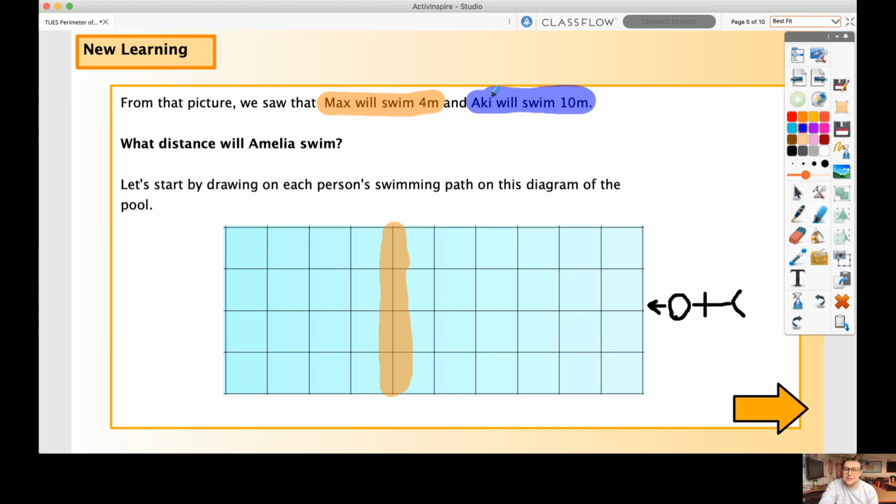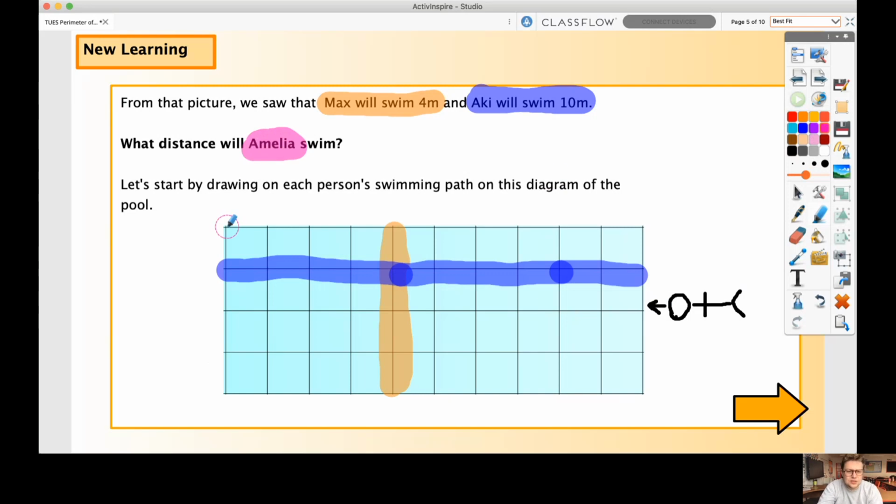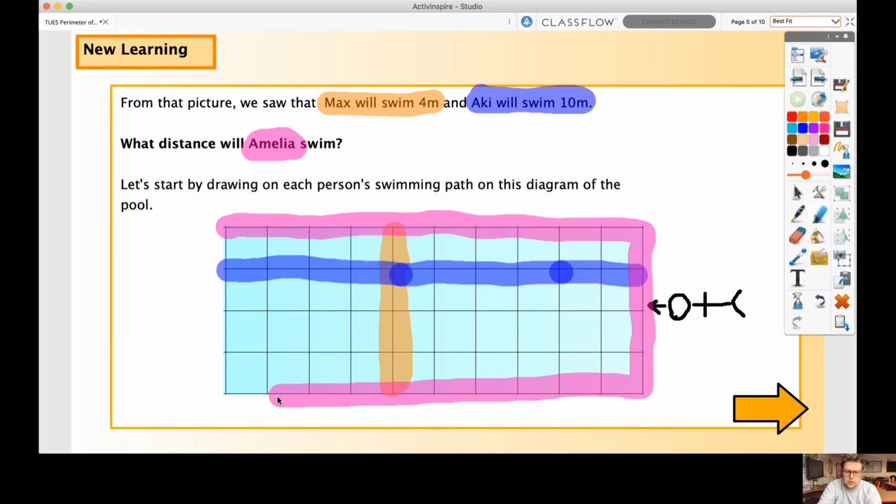Aki is swimming 10 meters. 1, 2, 3, 4, 5, 6, 7, 8, 9, 10. Okay, he's swimming the length of the pool. What distance will Amelia swim? Right, Amelia's going to be pink. So she's going to start at this corner. She wants to swim all the way around the pool once. All the way around, keep going. That's how far Amelia's swimming.